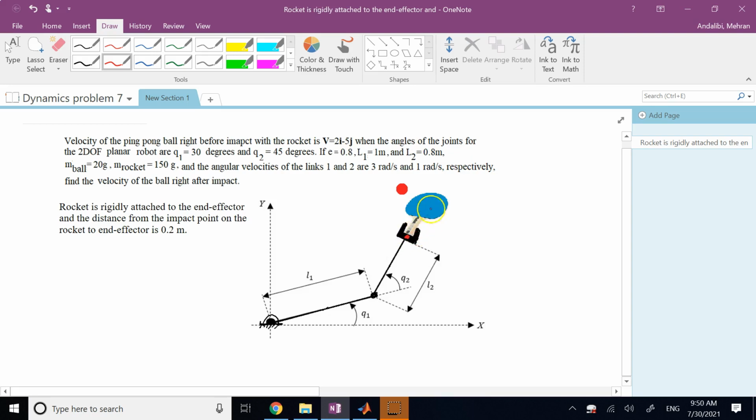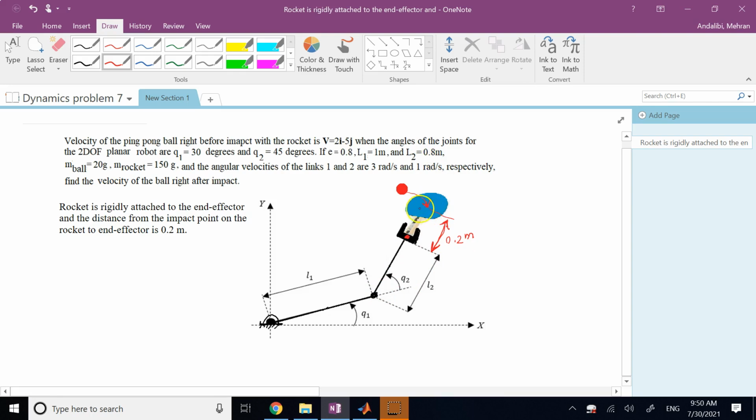Now also, you have to consider the distance from the point that the impact is happening to this end effector, to the very bottom of the end effector. So if we assume the ball is going to hit right there, this distance from here to here, you might want to call it L3 or anything, is also given to you as 0.2 meters. So basically you can extend member number 2 to be L2 plus 0.2, which is going to make it also 1 meter.